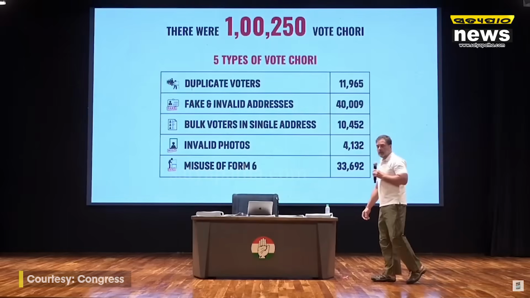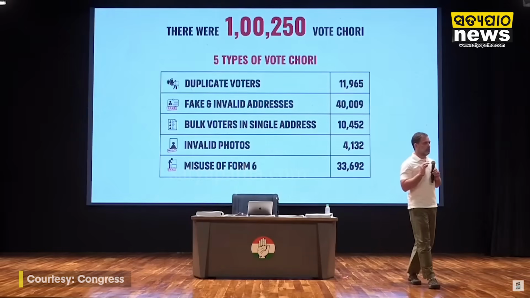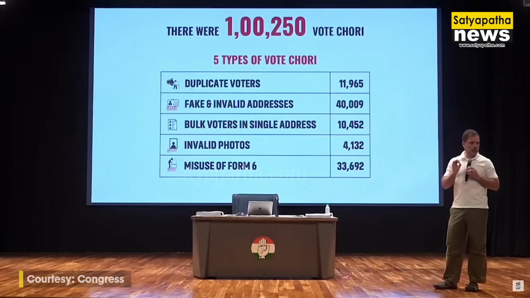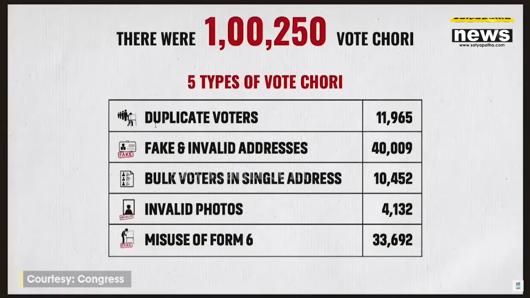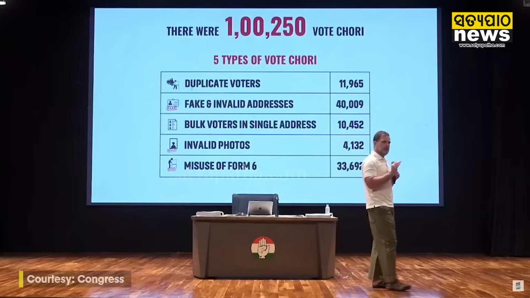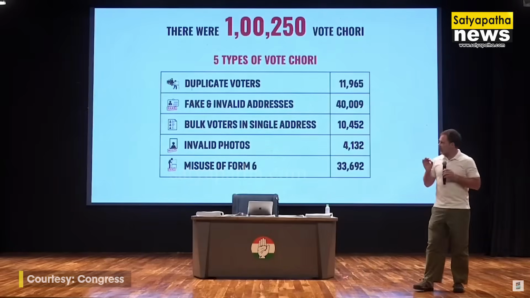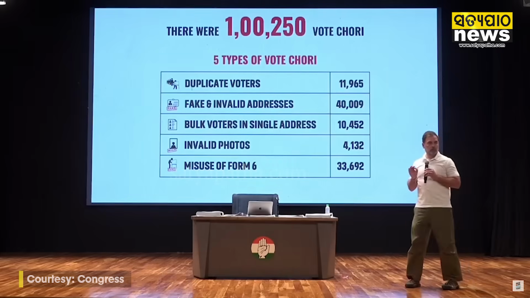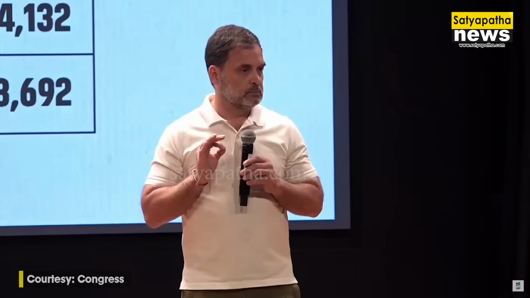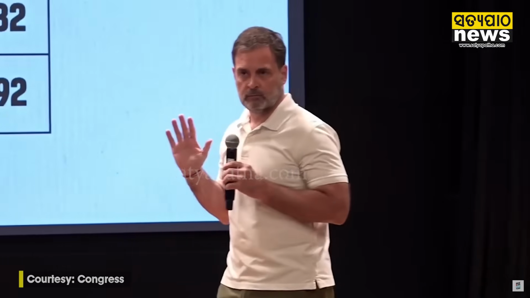We found that 1,250,000 votes were stolen, and we're going to tell you how. What is the total number in the assembly? Total number of votes? Out of 6,50,000 total votes in the assembly of Mahadevapura, 1,250,000 votes were stolen. They were stolen in 5 different ways.